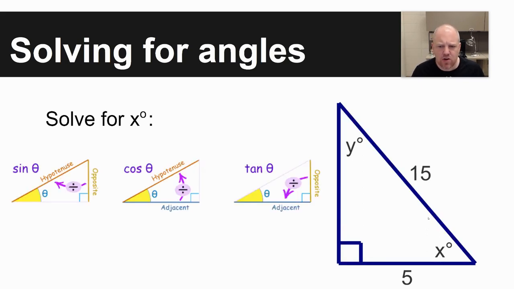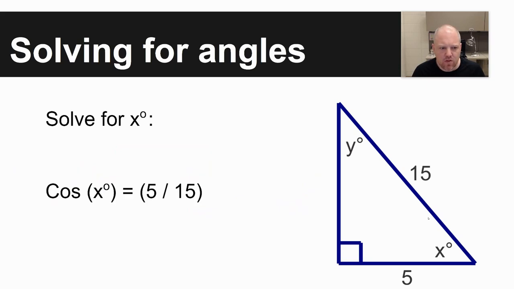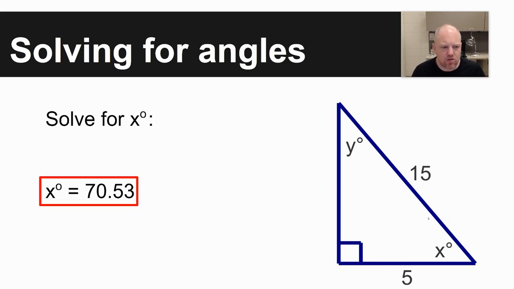So which function are you going to use for this triangle? The function that you're going to use is cosine, because again, you're given an adjacent side and a hypotenuse. The way you'll set this up is cosine of x, cosine of your angle, is equal to 5 divided by 15. 5 divided by 15 is 1/3, or 0.333. Then you type in your calculator cosine inverse of 0.333 to solve for your angle. What you should come up with is 70.53 degrees.